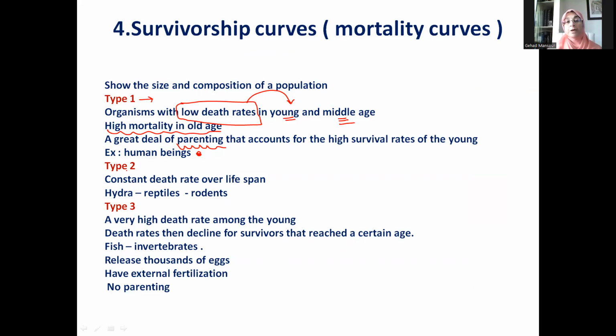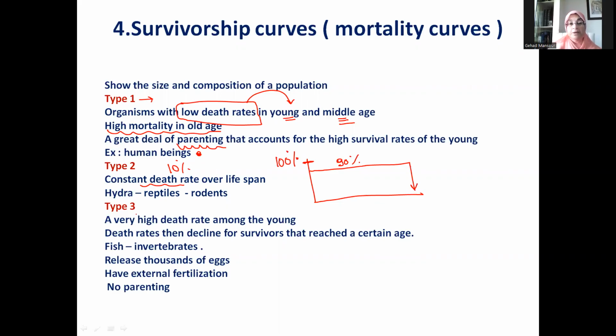In type 2, we have a constant death rate over lifespan. It might be a high death rate or a low death rate, but it is a constant death rate over lifespan. Therefore, if we say, for example, that this is 100, and they have a constant death rate of 10%, then all throughout their life we will find that we will have 90% of the original size of the population there until they all of a sudden die.